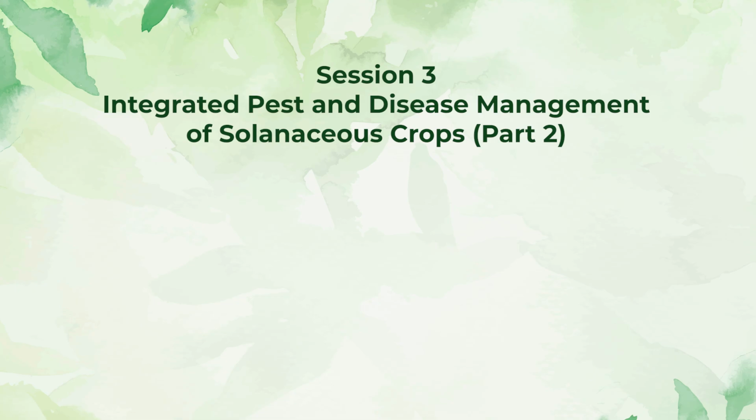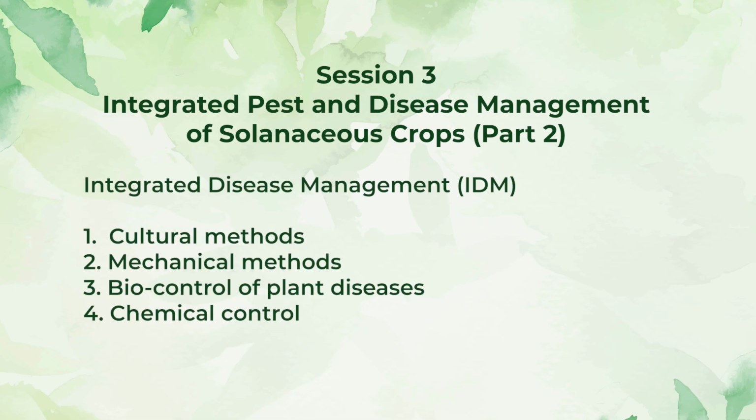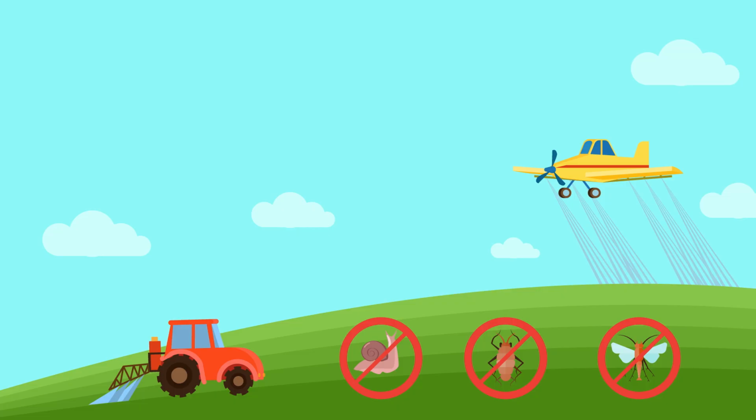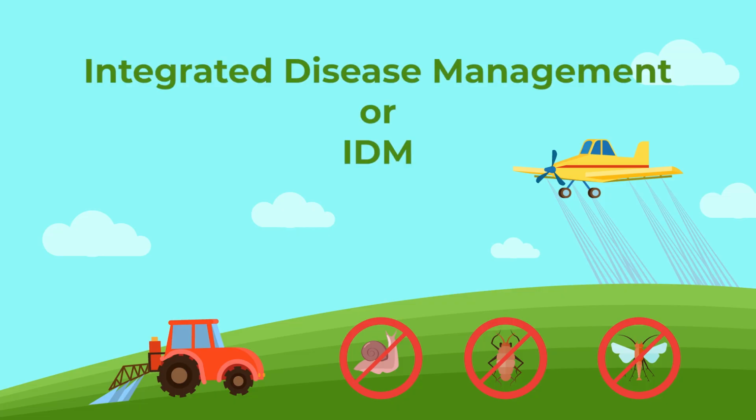Let us begin with the Integrated Disease Management or IDM, under which we will study first, cultural methods, second, mechanical methods, third, biocontrol of plant diseases, and fourth, chemical control. So students, first let us understand what is Integrated Disease Management or IDM. IDM is referred to the timely use of various combined measures to reduce the pathogenic invasion.